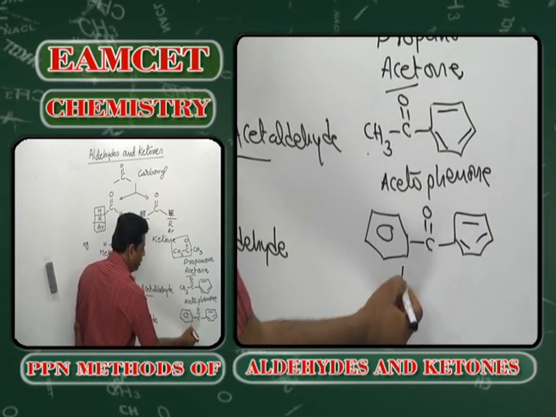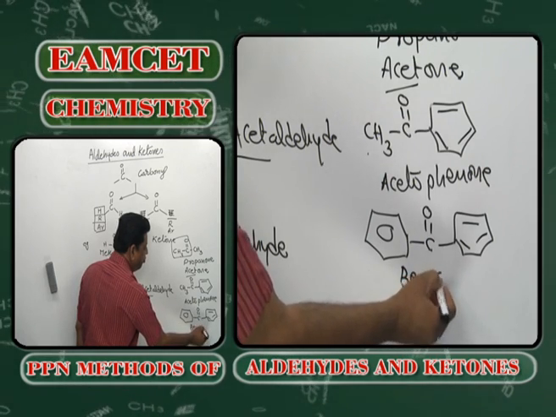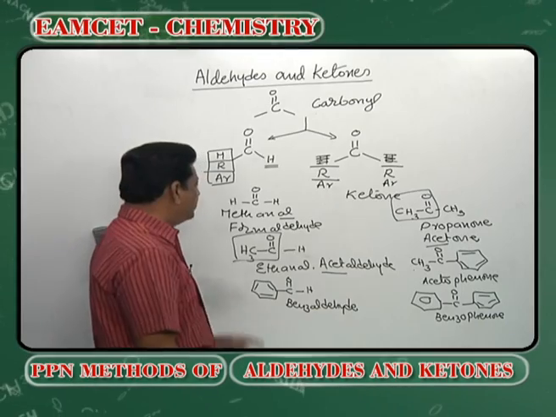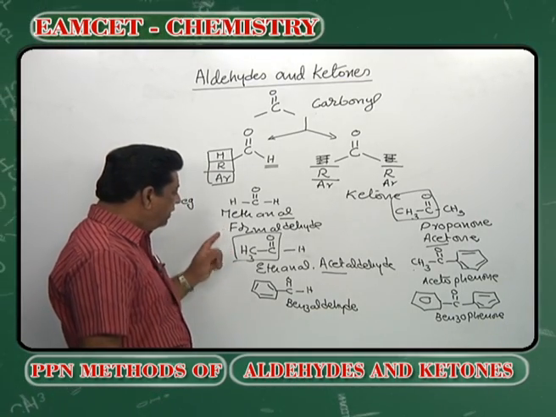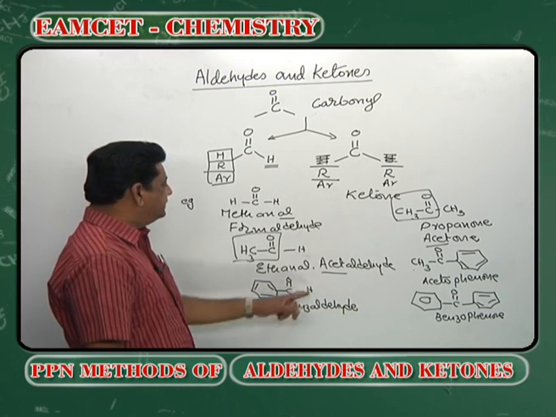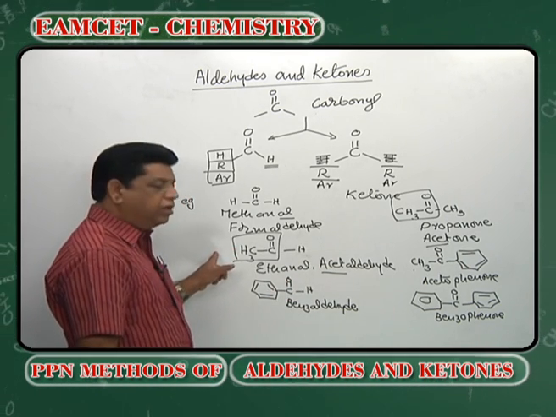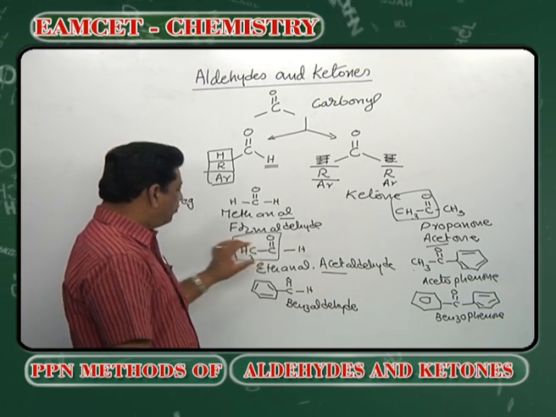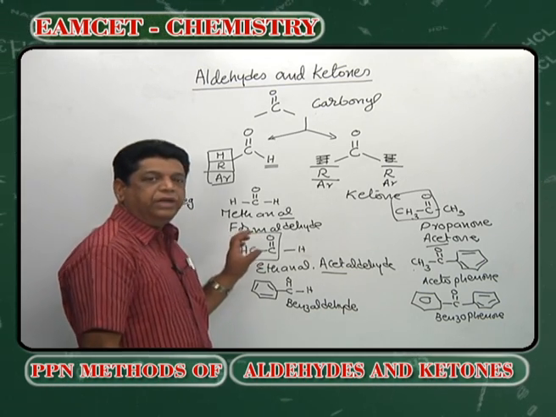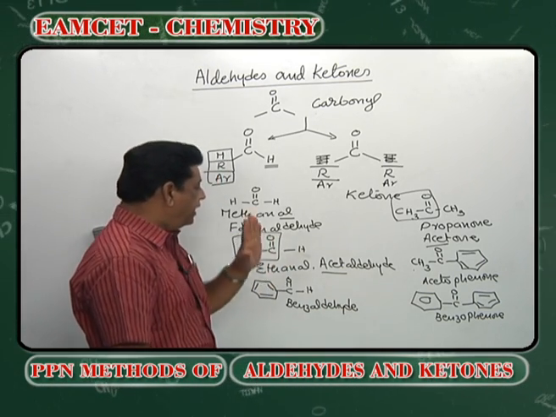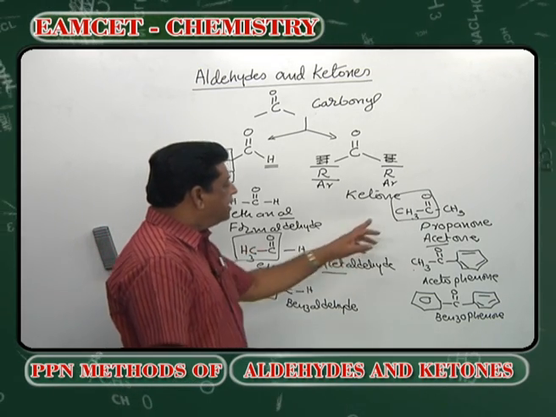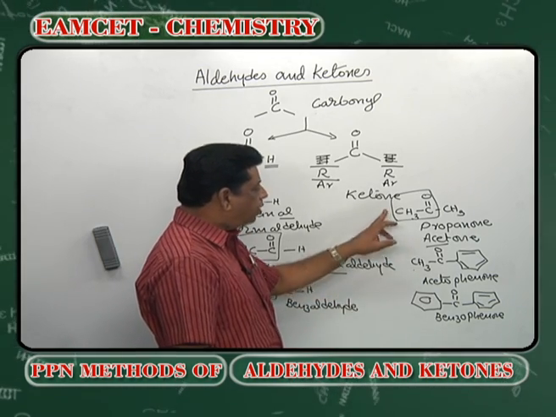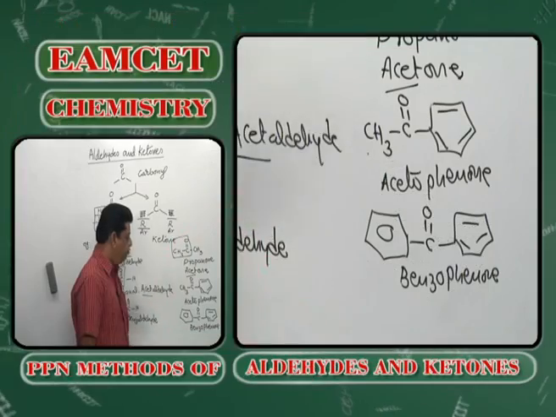If both sides are benzenes, it is also a ketone. Benz with CO is called benzo, therefore it is called benzophenone. So three aldehydes are very popularly known: formaldehyde, acetaldehyde, benzaldehyde. If more carbons are there, propanaldehyde, butanaldehyde, pentanaldehyde, and so on along the long chain. Among the ketones also, three are very popular: propanone, acetophenone and benzophenone.